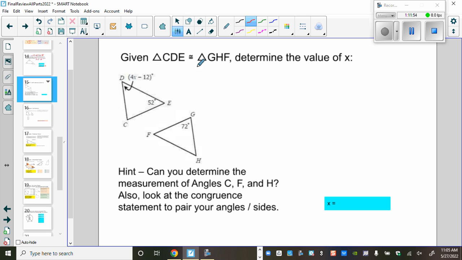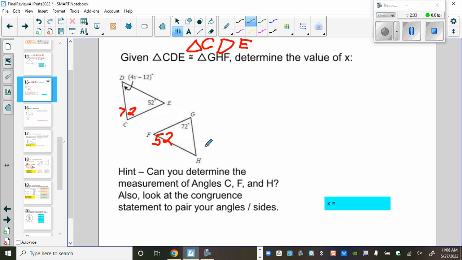Now, what you could always do, I don't know if anybody remembered, you could put the first part of the triangle congruence over the second part of the triangle congruence. And then that could tell you who matches with who. So notice C and G match up. So there's 72. F and E match up. 52. Now this last one, we don't know H yet, but can we figure out what H is?